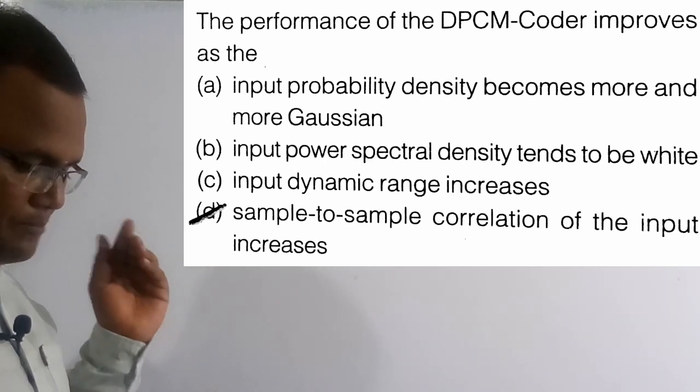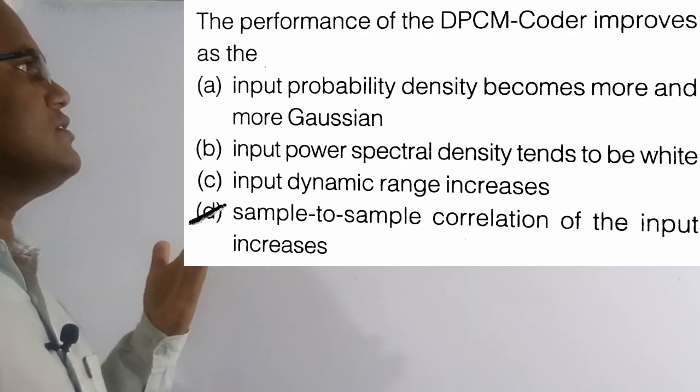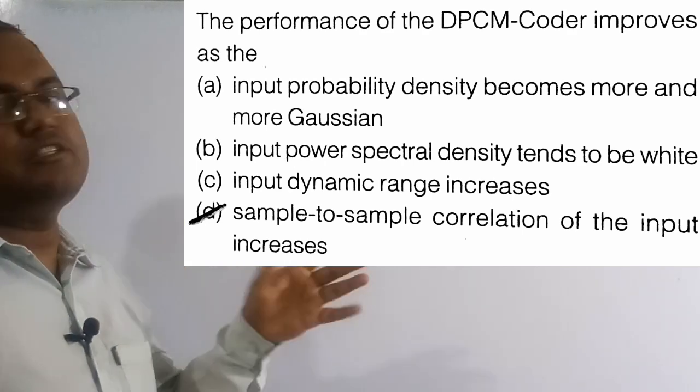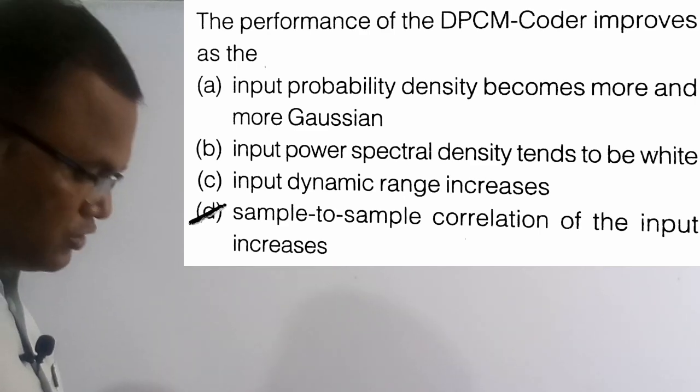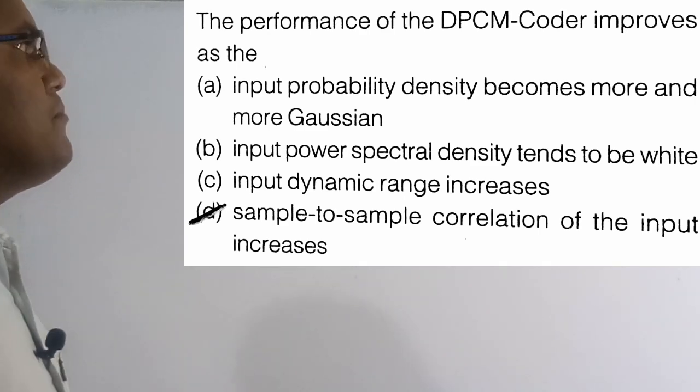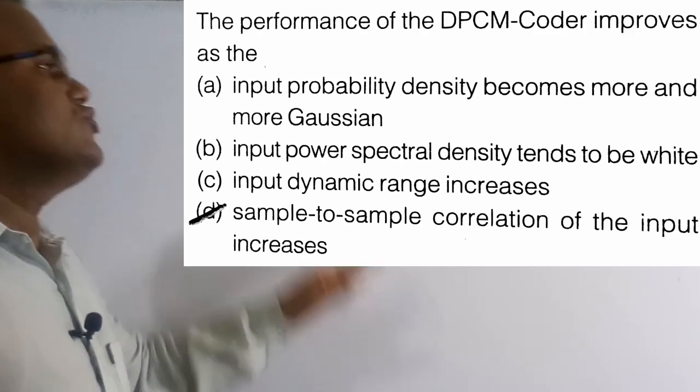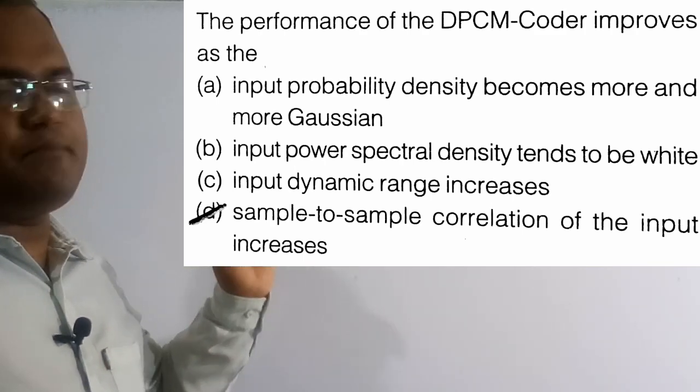Means whenever the sample to sample correlation of the input increases, we can conclude that the performance of the differential pulse code modulation is going to increase. So let's discuss why this is going to happen.